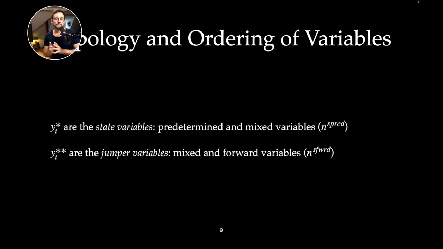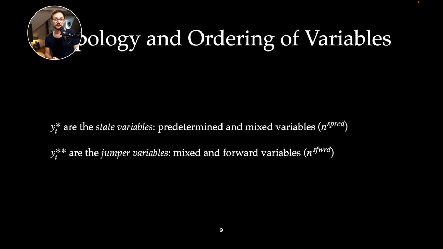And now we have two very important types of variables. I'm denoting them with a star and a double star. So y_t star are the predetermined and the mixed variables, and their number is what we use in Dynare, nsPred. Those are what we call the state variables. They drive the dynamics of your model.